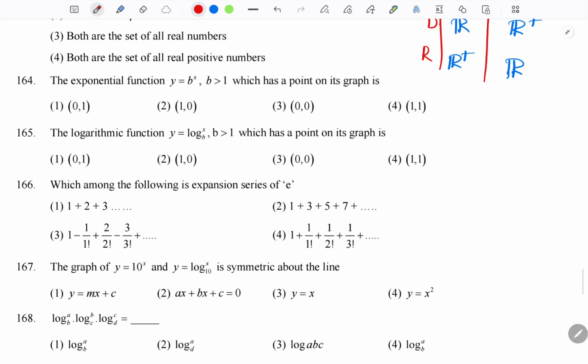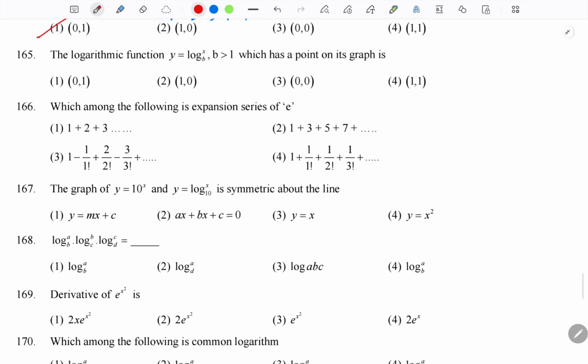Next, the exponential function y equal to b power x is increasing, and here b is greater than 1, right? Suppose, so which one is most suitable? If I substitute x equal to 0, then y should be 1. So which one is suitable? Okay, y equal to 1 and b power 0. You know anything power 0 equals 1, it's a correct statement. So option number 1.